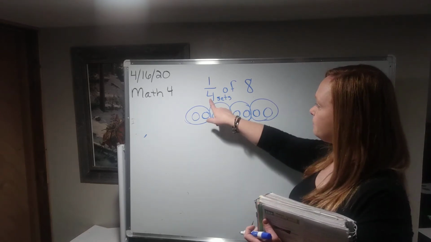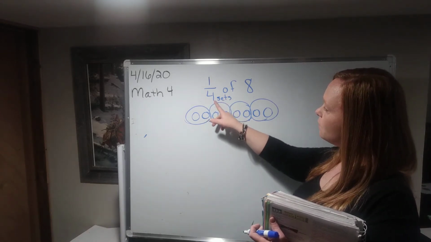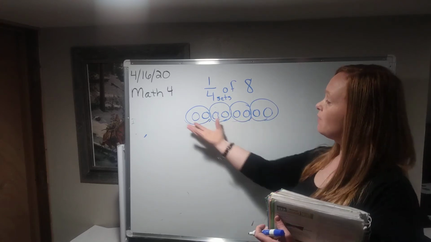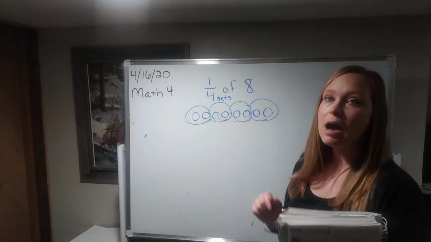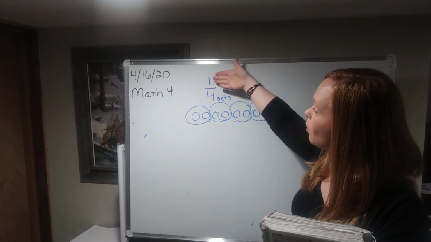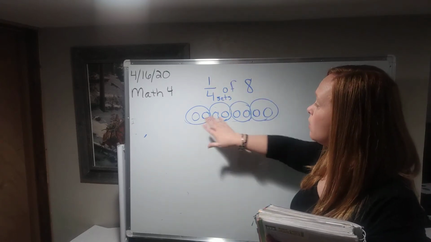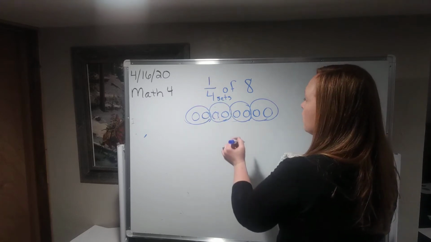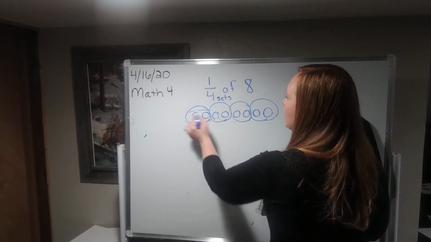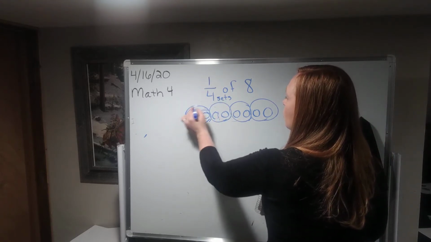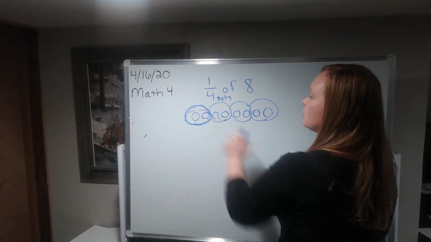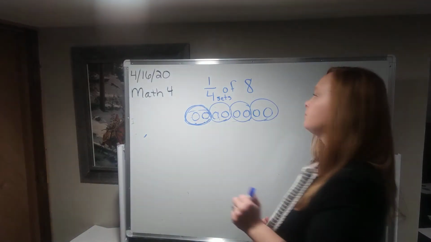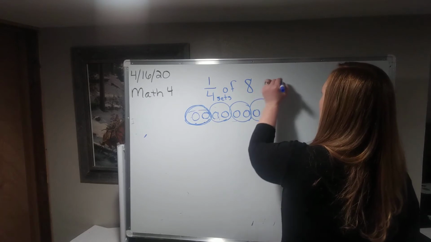So I have 4 sets. Now that I've put my cookies in my bags, I want to know what is 1/4. So I shade in my fraction. For 1/4, I only want 1 bag of cookies. So I'm only looking at 1 bag. How many cookies are in there? 2. So it equals 2.